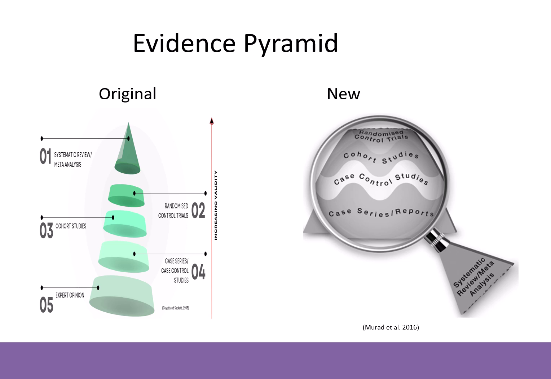So while the old evidence pyramid is a good way of thinking about evidence for best practice in medical care, it's not perfect. And these two models are just another way for you to think about what's out there.